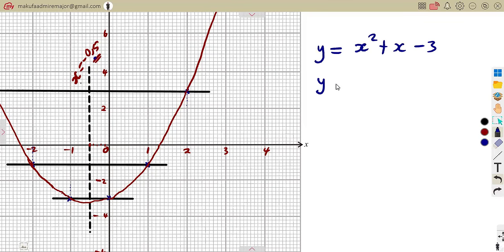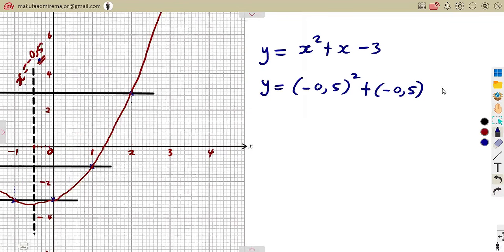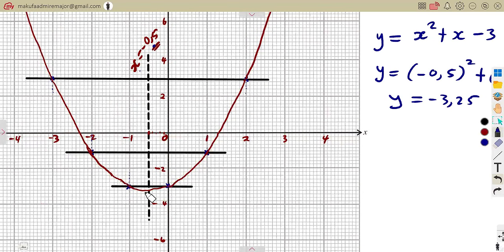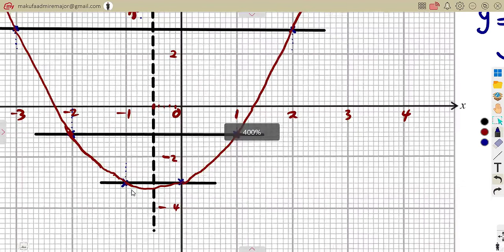What is the x at the axis? Suppose that x at the axis of symmetry is the x at the turning point. So you just substitute the value of x that you are given, which is -0.5 at the axis of symmetry. y is going to be equivalent to -3.25. So this is the value that corresponds at the turning point here.